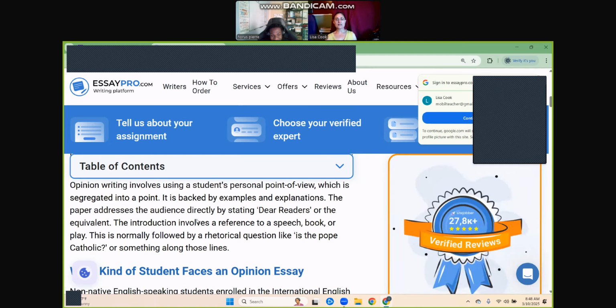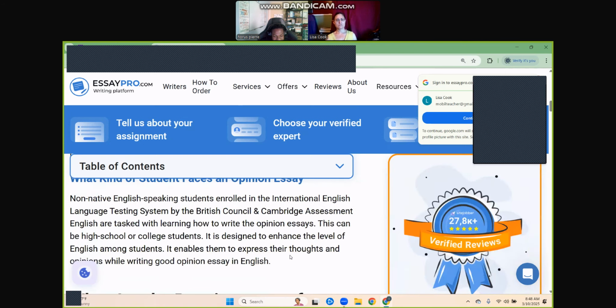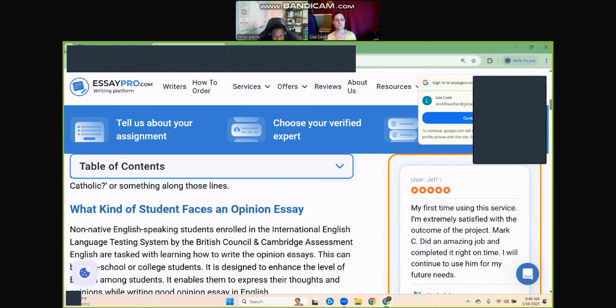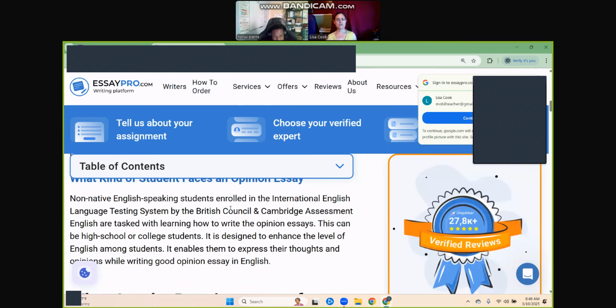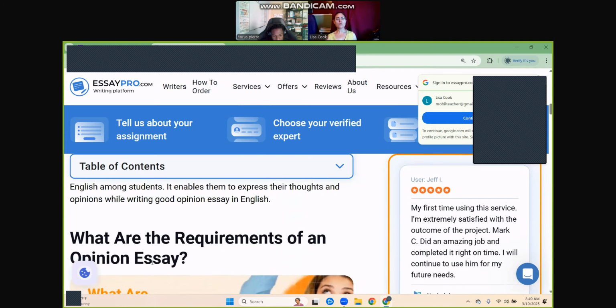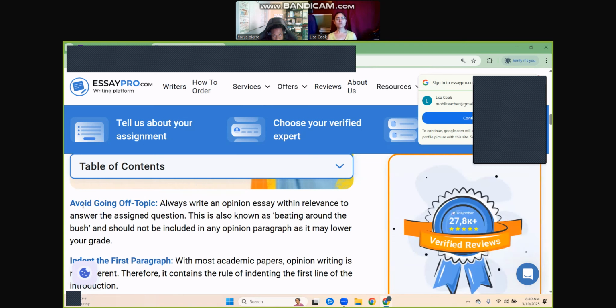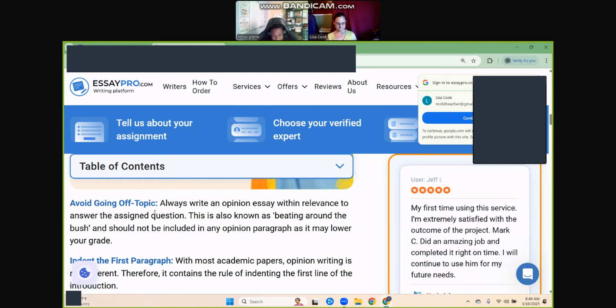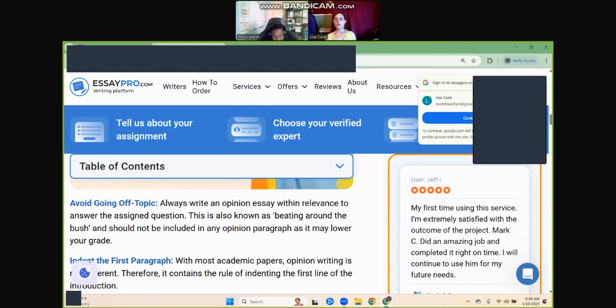The paper addresses the audience directly by stating, "Dear readers," or the equivalent. The introduction involves a reference to a speech, book, or play. What kind of student faces an opinion essay? Non-native English speaking students enroll. What are the requirements of an opinion essay? Avoid going off topic. What is one way you can avoid going off topic? Using a pre-write.